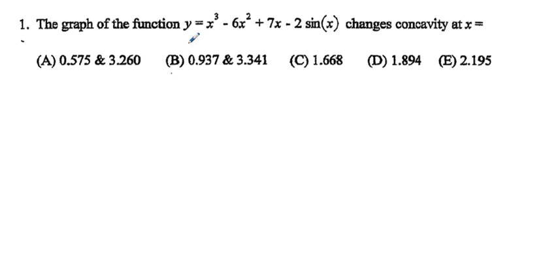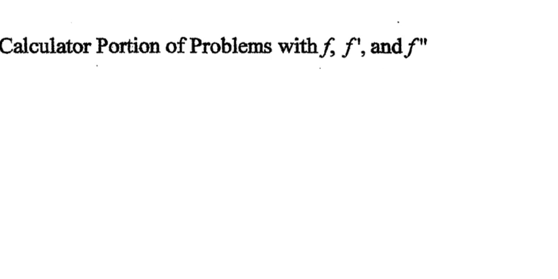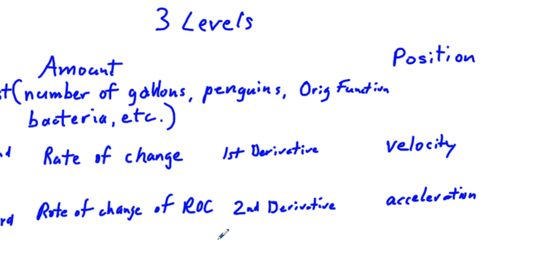Problem 1: the graph of the function y equals x cubed minus 6x squared plus 7x minus 2 sine x changes concavity at x equals. And we go back here, concavity is a third level type of issue. So I'm going to put down concavity.